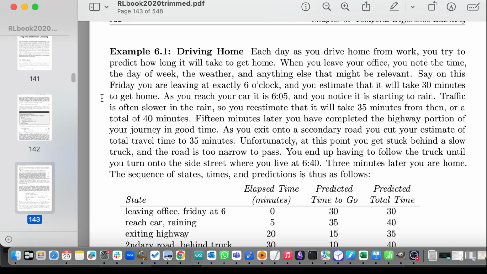15 minutes later, you complete the highway portion of your journey in good time. As you exit onto a secondary road, you cut your estimate of total travel time to 35 minutes. Unfortunately, at this point, you get stuck behind a slow truck and the road is too narrow to pass. You end up having to follow the truck until you turn onto the side street where you live at 6:40. 3 minutes later, you are home. The sequence of states, times, and predictions is as follows.